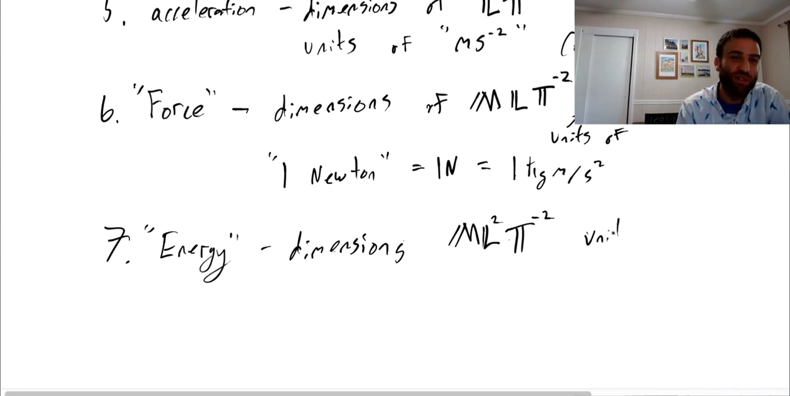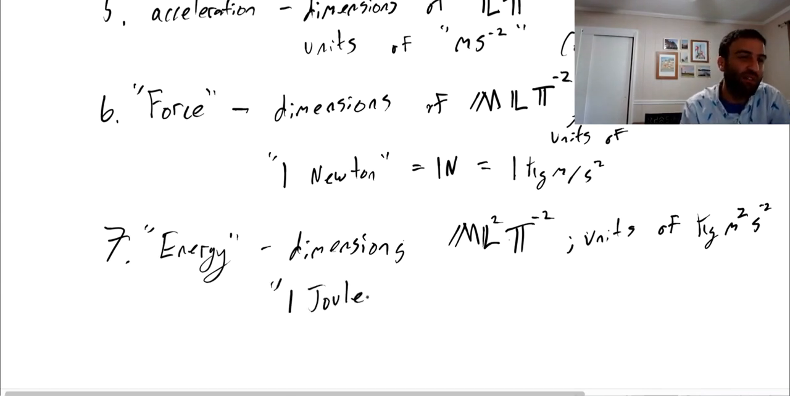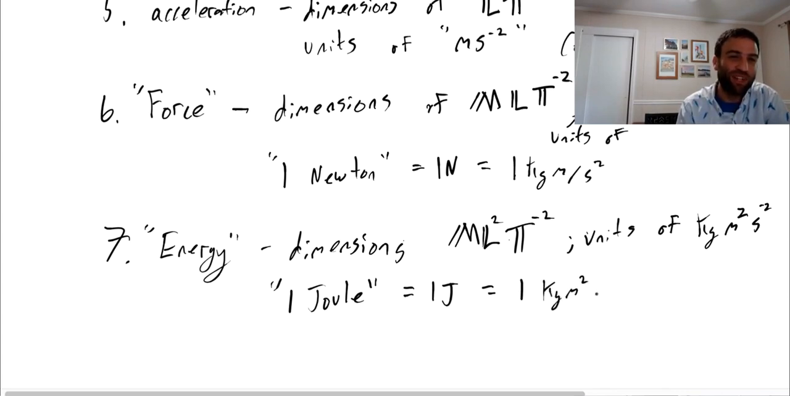So this has units of kilograms meters squared per second squared. So meters squared, seconds to the -2. And this is also such a common combination of things that we have a name for this combination of stuff, a joule, where 1 joule is equal to 1 kilogram meter squared per second squared.